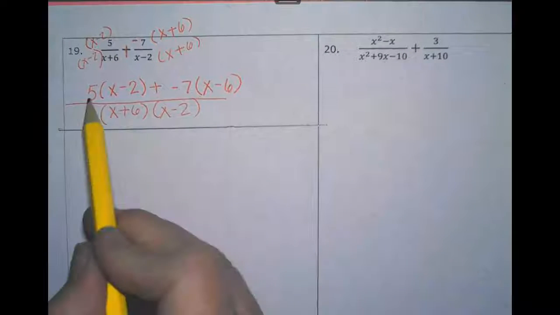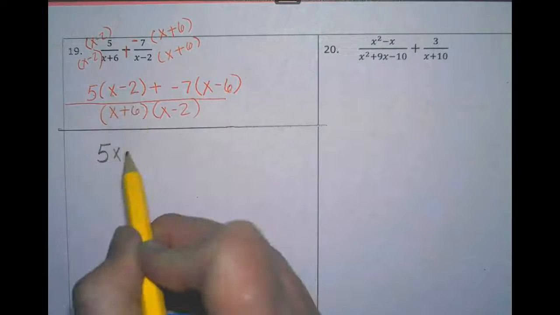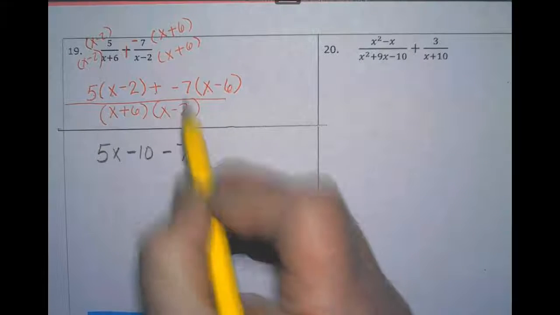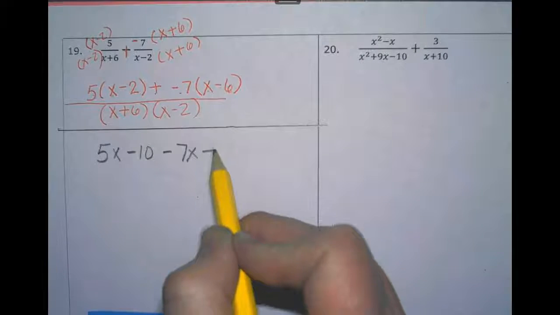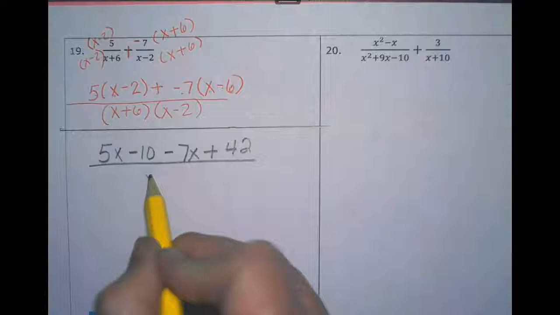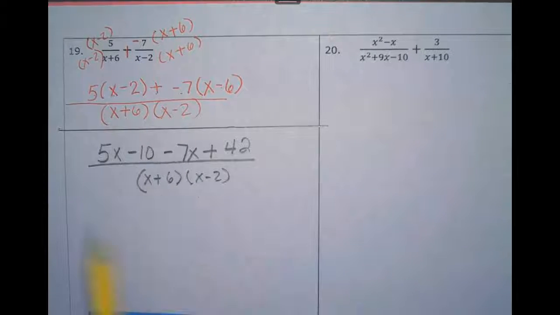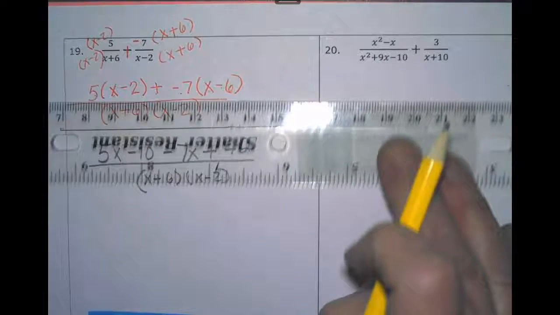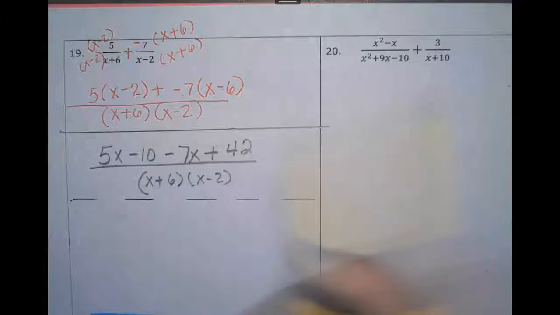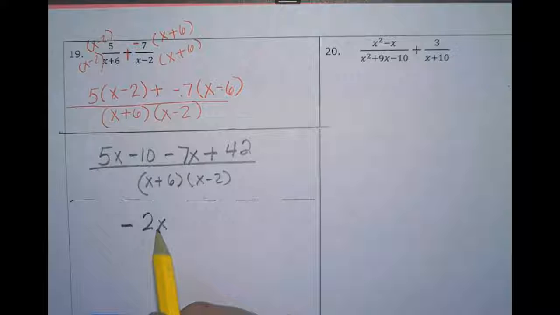So then I need to distribute: 5x minus 10, minus 7x, minus a minus makes a plus 42, all over the common denominator. Next step. So then I combine like terms.